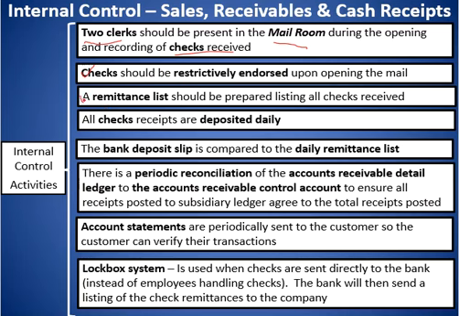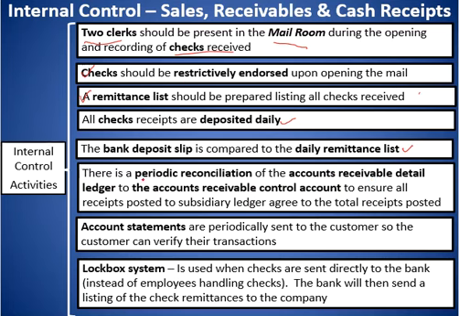A remittance list should be prepared listing all checks received, and as we talked about, that remittance list is going to go on to the cashier and also to accounts receivable. All checks are deposited on a daily basis. The bank deposit slip that is created by Treasury is then compared to the daily remittance list to make sure that everything that was listed on the list has been deposited.